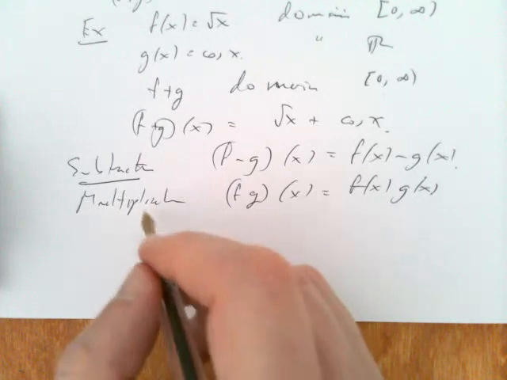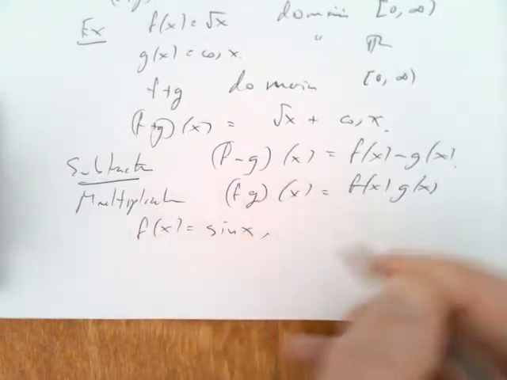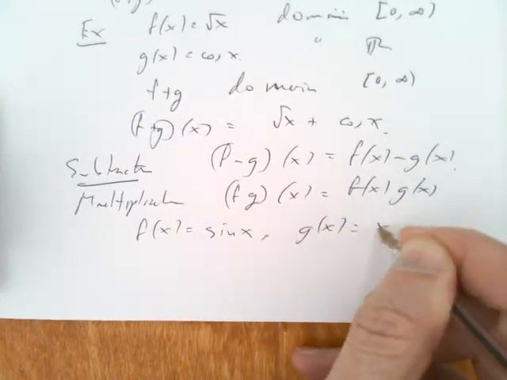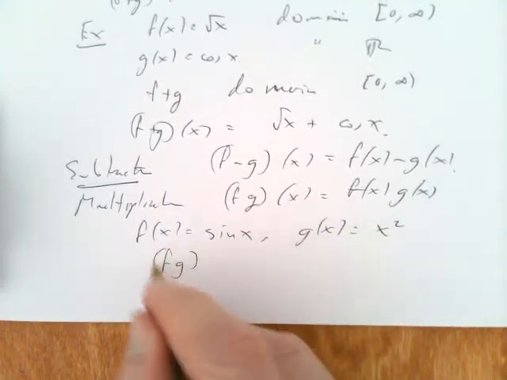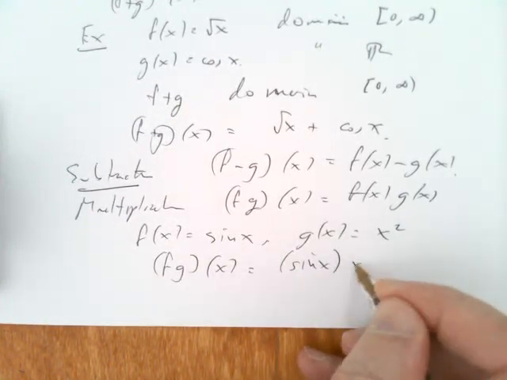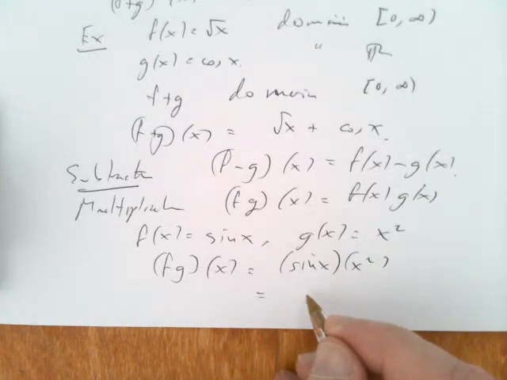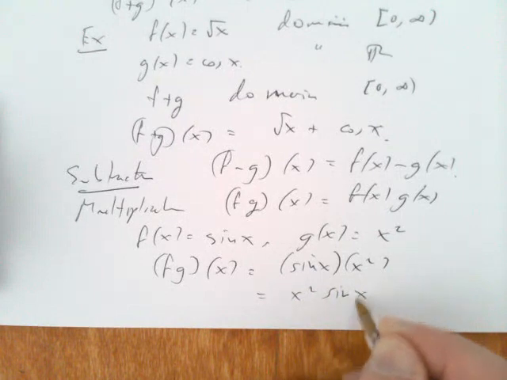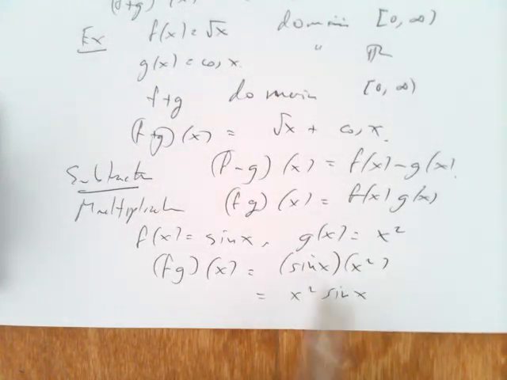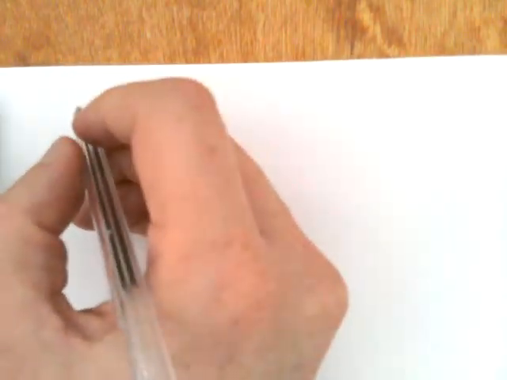So if we had f of x is sine x and g of x is x squared, then fg at each point x gives us sine x times x squared, and it might be easier to write that as x squared times sine x, so that we don't accidentally put the x squared into the sine. It's outside the sine function. So we could similarly divide. We've added, we've subtracted, we've multiplied. We can divide.